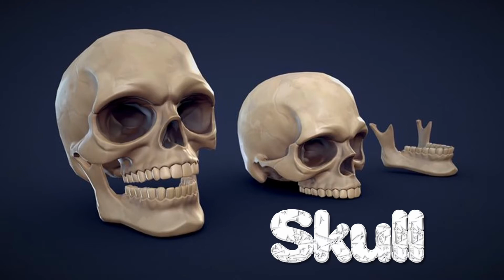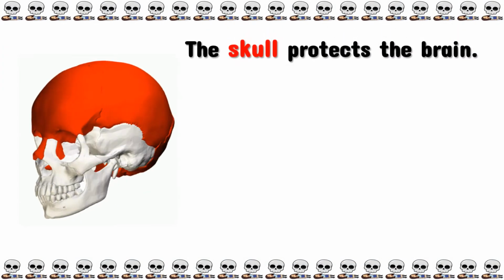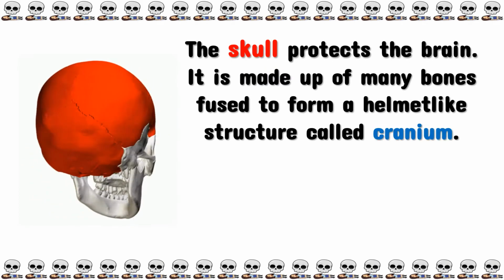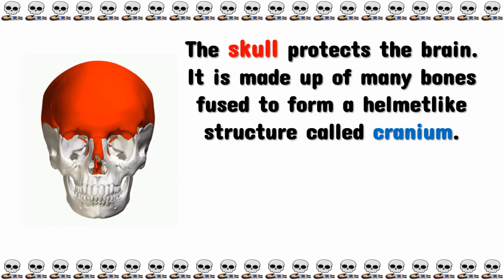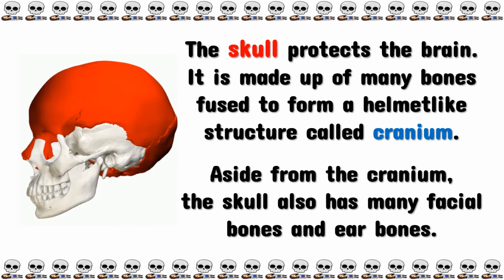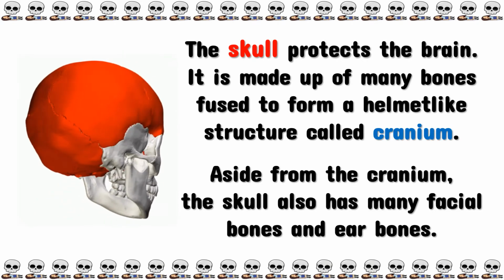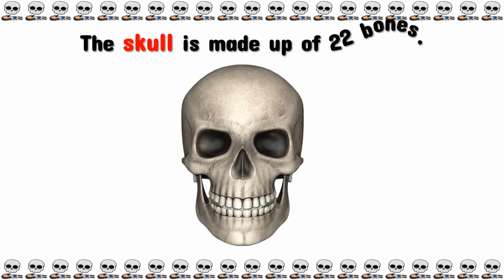Let's discuss the skull. The skull protects the brain. It is made up of many bones fused to form a helmet-like structure called the cranium. Aside from the cranium, the skull also has many facial bones and ear bones. The skull is made up of 22 bones.